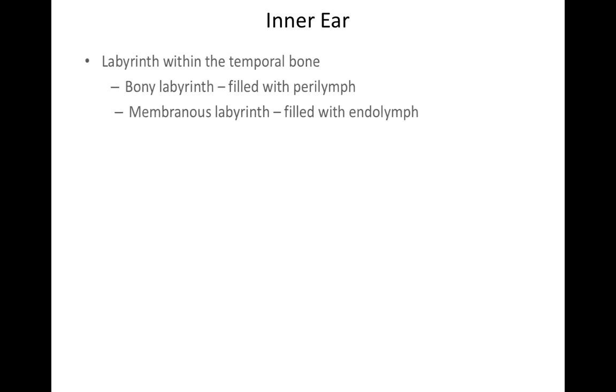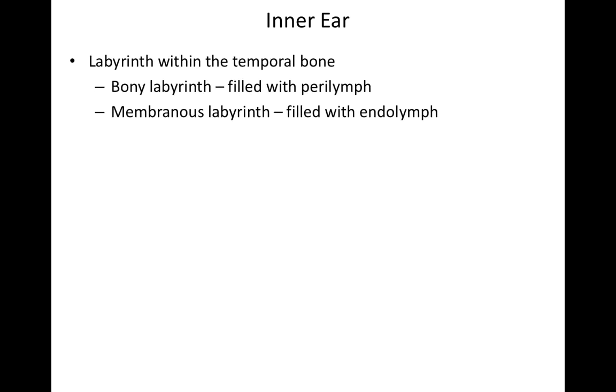All right, the inner ear is a labyrinth. So it's basically a canal system. So we have a bony labyrinth that is filled with perilymph. So these are fluid-filled chambers. And then inside of that, if you picture like a big straw and then take a little straw and put it inside of it, inside of the bony labyrinth is a membranous labyrinth that's filled with another fluid called endolymph. So we have two fluid-filled chambers here.